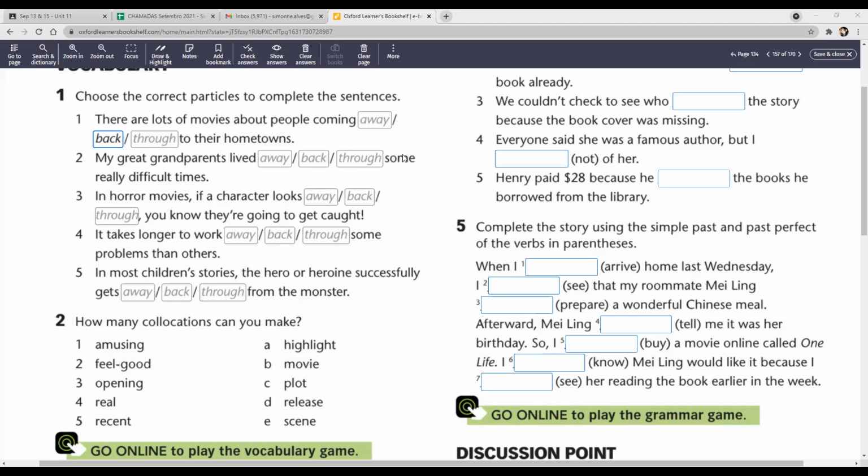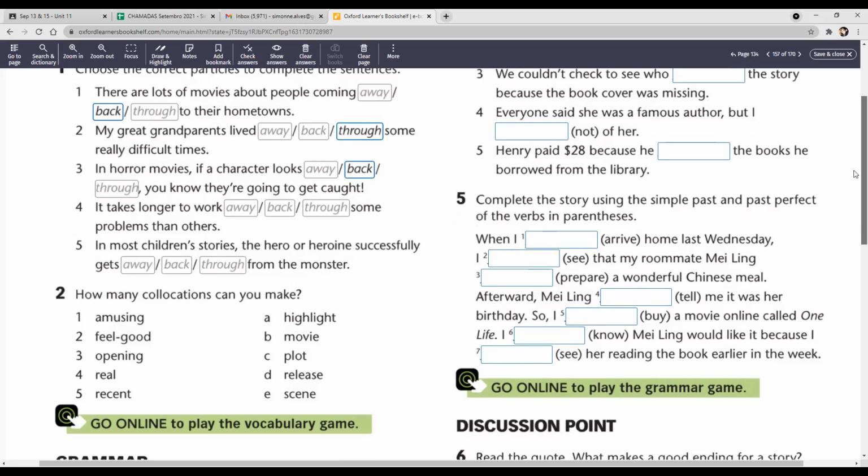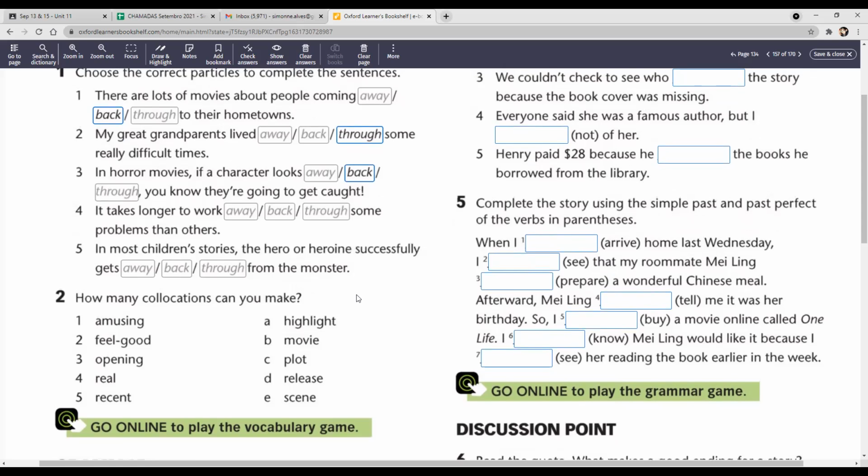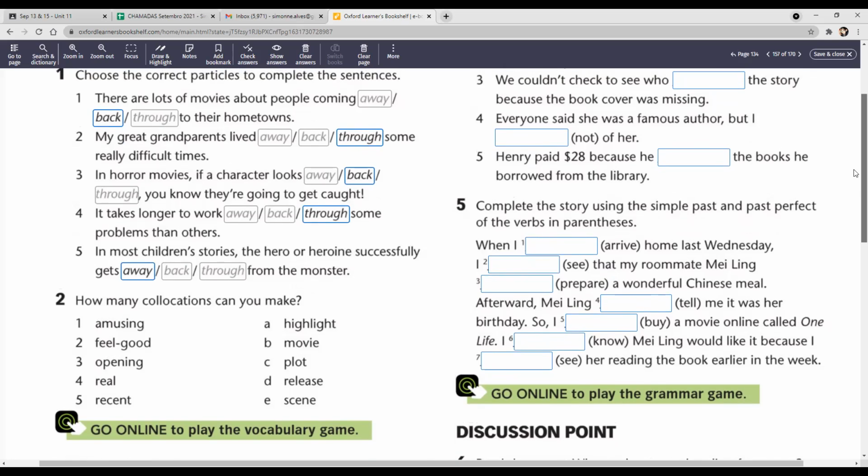Okay, guys, time's up. So let's check. Number 2, guys, what do you have? My great grandparents. True. Great. Lived through. Perfect. Number 3. Back. Yes. Number 4. Through. And number 5. Away. Okay, so let's correct.